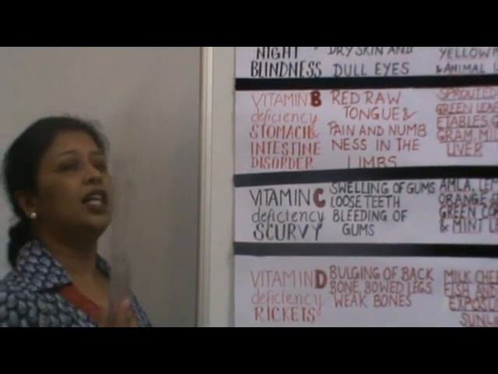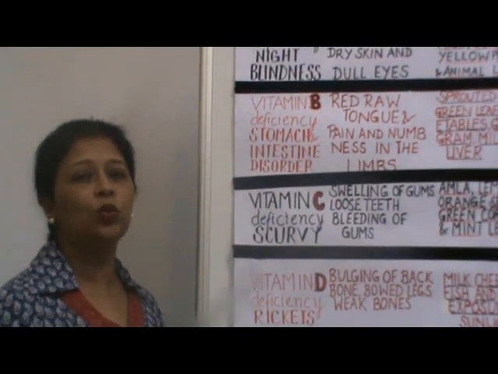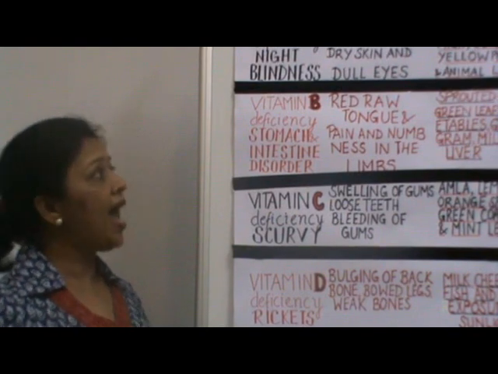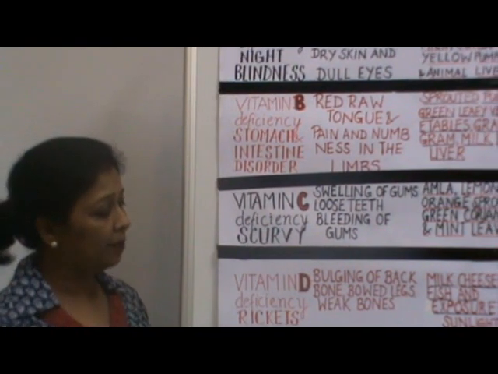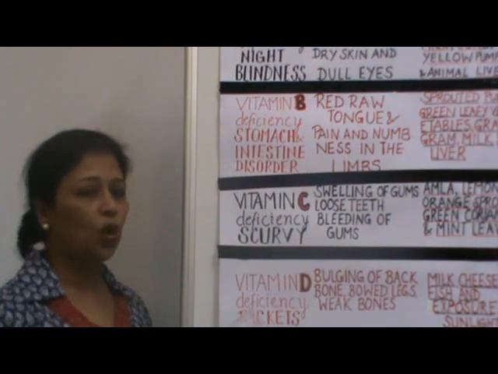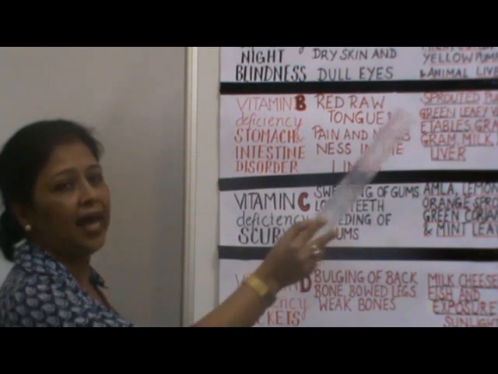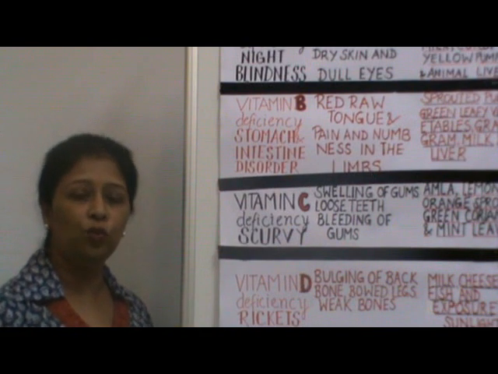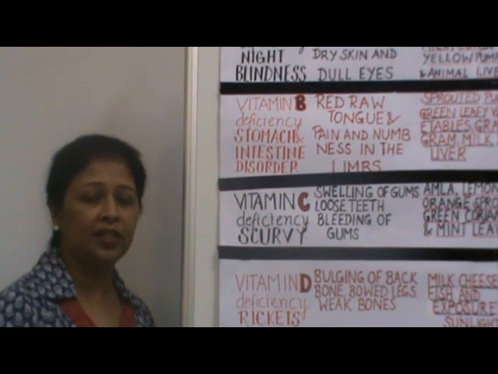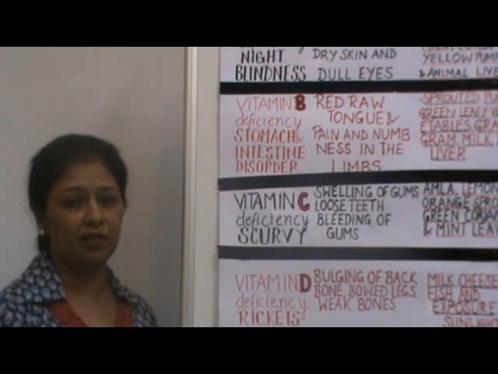So to sum it up, children, we see what we have learned today is the balanced diet, the food pyramid that includes all the groups of food, and also different types of deficiency diseases caused by lack of vitamins, their symptoms, and the sources of food which we include in the diet to prevent these diseases.